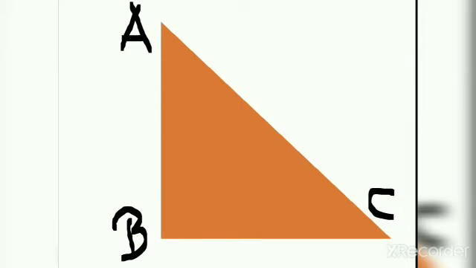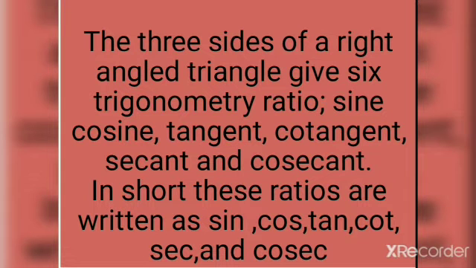If what you take in the numerator you take in the denominator, and what is in the denominator you take in the numerator, then the first one, AB by BC, becomes BC by AB, the second one, BC by AC, becomes AC by BC, and the third one, AC by AB, becomes AB by AC. Totally you will be having 6 trigonometrical ratios. So for a right angle triangle you will have 6 trigonometrical ratios, namely sine, cosine, tangent, cotangent, secant and cosecant.